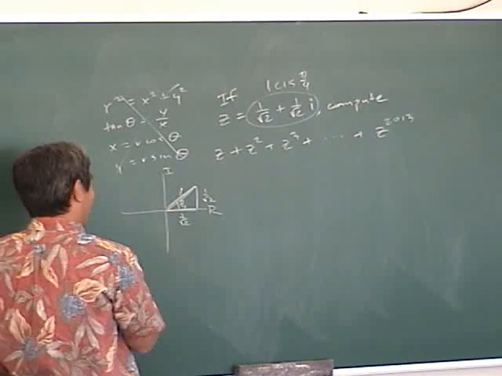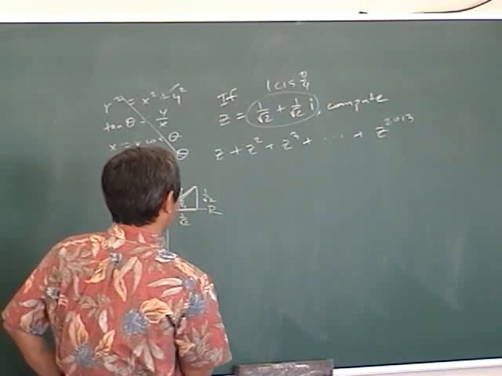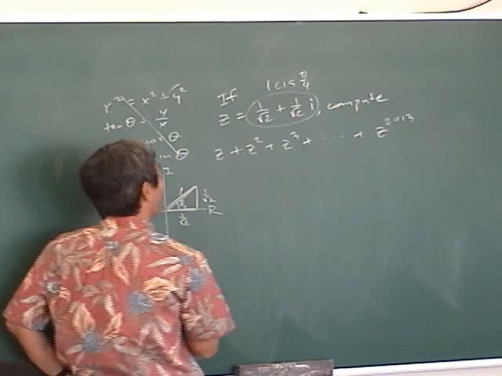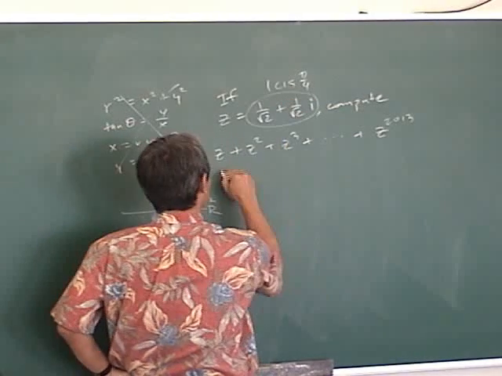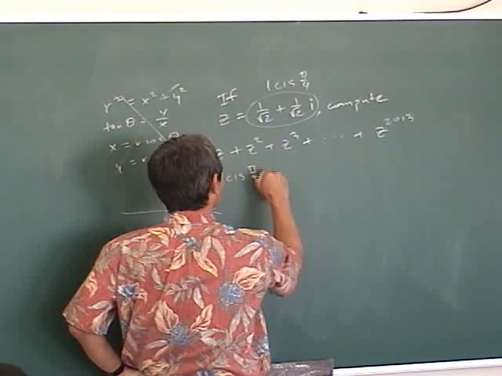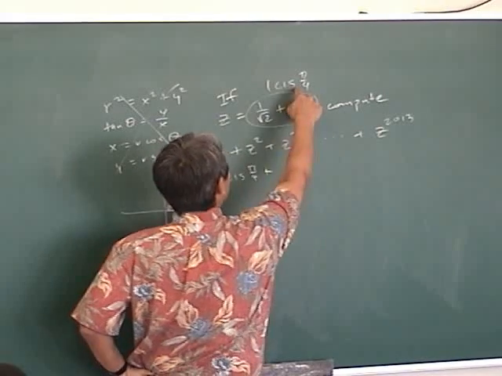Or you can use the Pythagorean theorem, but why? It's going to come out to 1 anyway. Okay, so this is z. Z is 1 cis pi over 4. Okay, now you got to square it. How do you square this?